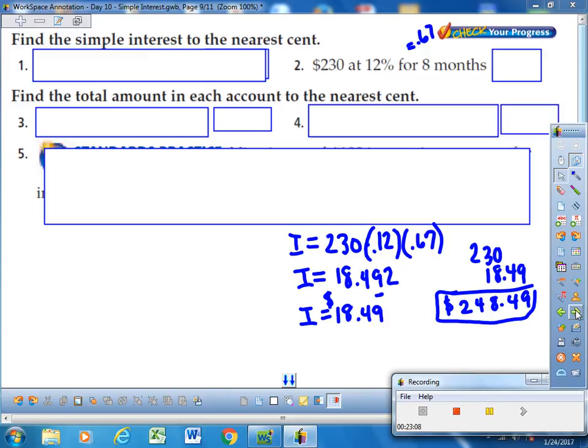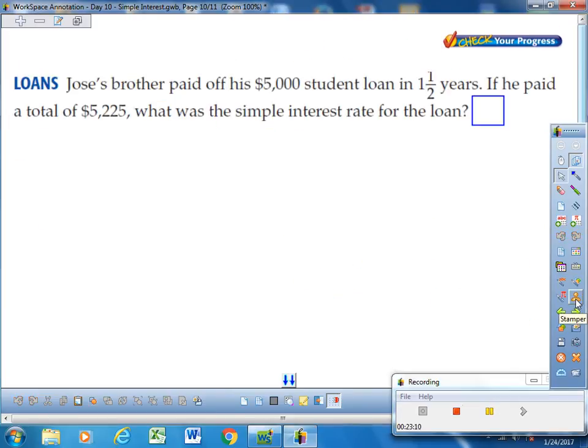All right, then I want you to do the next one by yourself. Jose's brother paid off his $5,000 student loan in 1.5 years. If he paid a total of $5,225, what was the simple interest rate of the loan? So go ahead and calculate that out. Put this on pause.